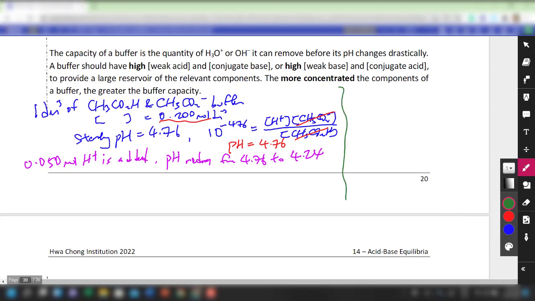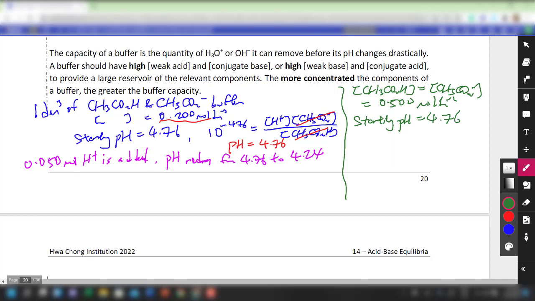So instead of the concentration of ethanoic acid and ethanoate to be 0.200, what if I start off my concentration of ethanoic acid and ethanoate to be of a higher value? So maybe I'll just randomly pick off the top of my head, maybe 0.500 moles per dm cube. Okay, just a random value. You can start with any values you wish to, but not too concentrated, of course. The starting pH will still be 4.76. You can verify it for yourself.